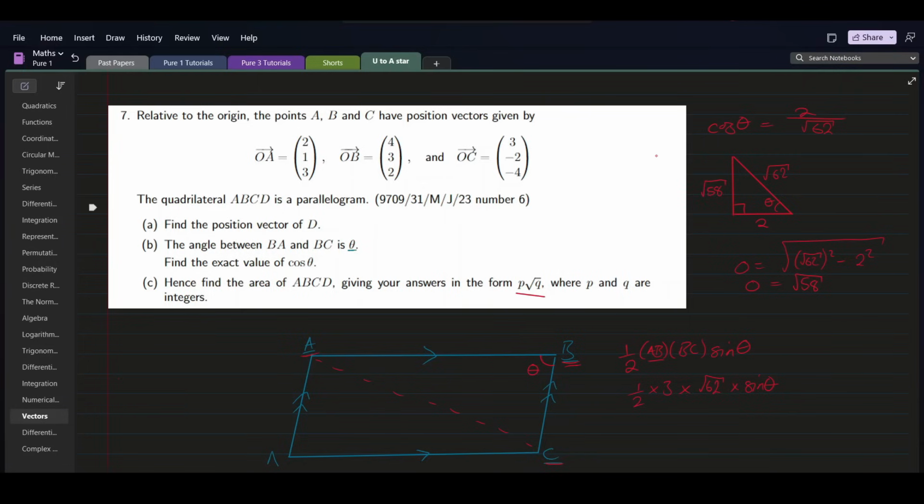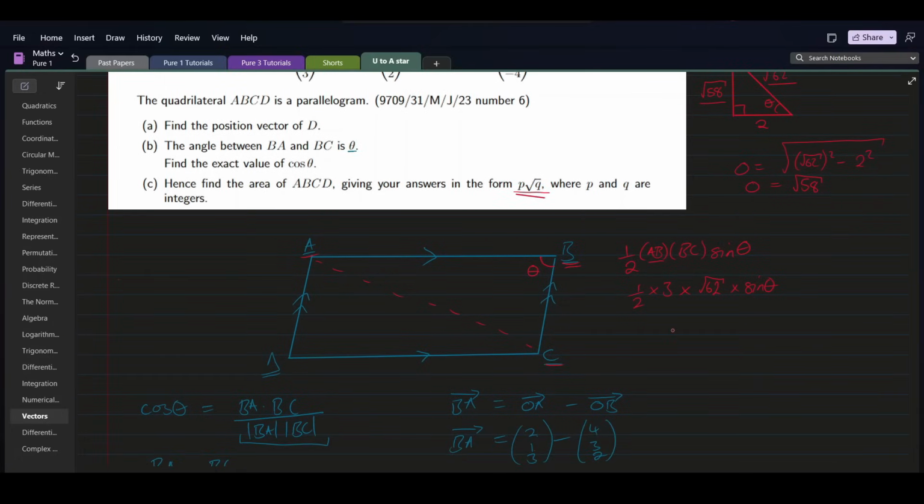Now we can get the exact value of sine theta, and this will allow us to express our final answer in the form P root Q. Using our understanding of SOHCAHTOA, we know that sine theta is equal to opposite over the hypotenuse. So our opposite is root 58 and our hypotenuse is root 62. So what this means is that sine theta is equal to our opposite, which is root 58, over our hypotenuse, which is root 62.